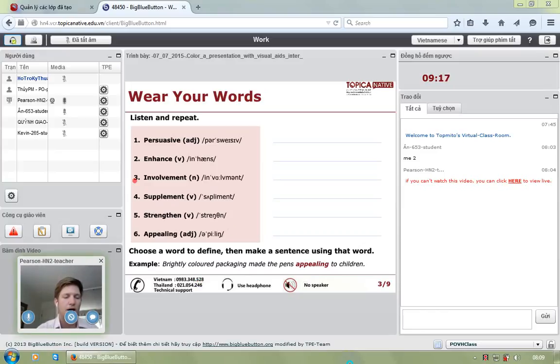Okay. An, can you read the words for me? Yes. Persuasive, enhance, involvement, supplement, strengthen, appealing. Okay, that was very good. Very good pronunciation. Okay, and Xiao, can you say the words for me? Yes, persuasive, enhance, environment, supplement, strengthen, appealing. Okay, good.